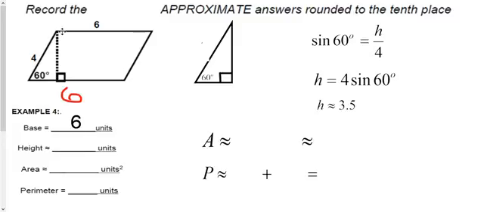We're missing our height, but if we look at this right triangle now, the only side we know here is this hypotenuse, and it's 4. So there's no way to use Pythagorean's theorem. You have to know 2 sides to use Pythagorean's theorem, and we only know one side of the right triangle. So it looks like we're going to use a trig function. We know this angle right here.